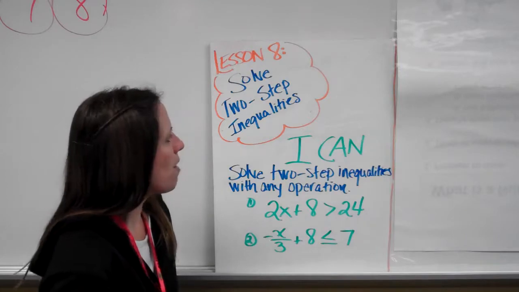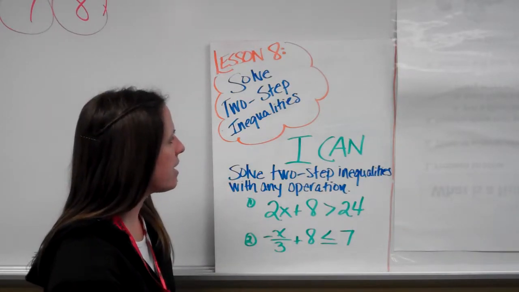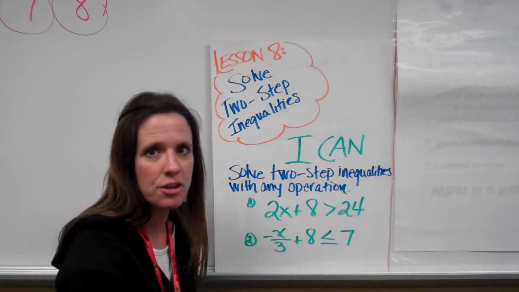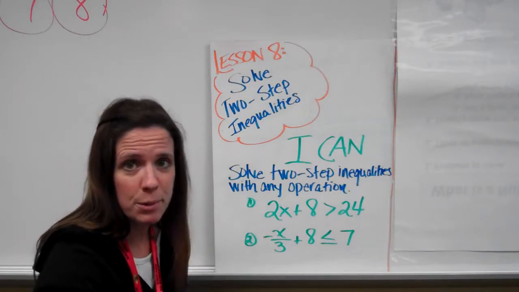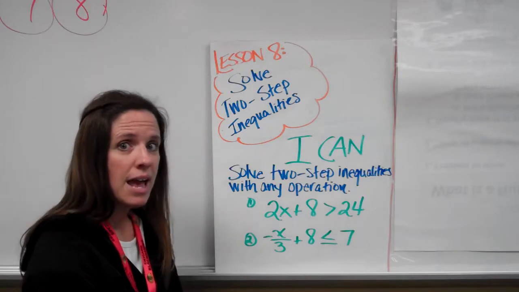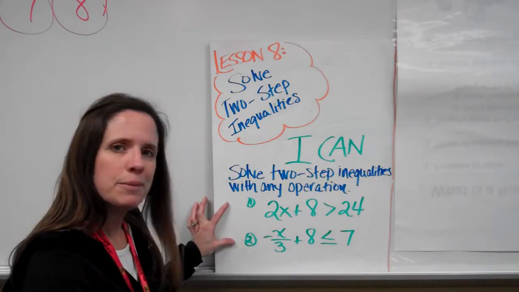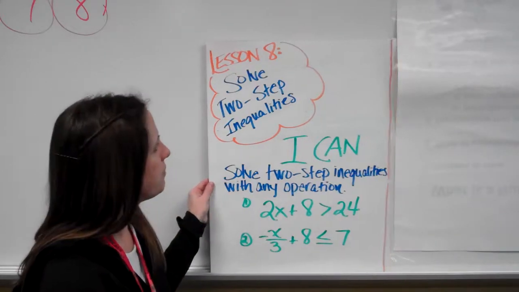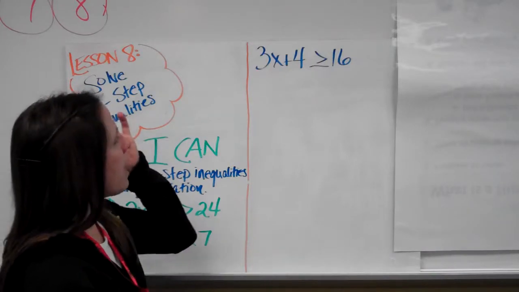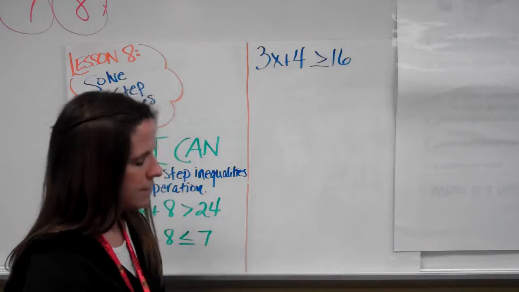Okay, so our target for this lesson is that you will be able to say, I can solve two-step inequalities with any operation. Now we know you can solve two-step equations, so we're just going to do the same thing, but with inequalities. And by the end of this video, you should be able to do these two problems here, and we'll see those again at the end. Okay, so let's look at a couple of examples. This first one I have is 3 times x plus 4 is greater than or equal to 16.